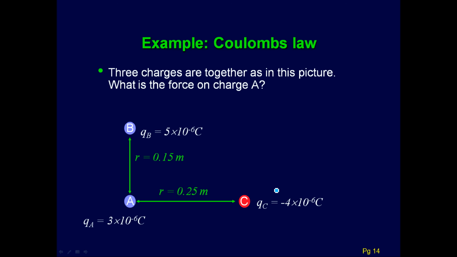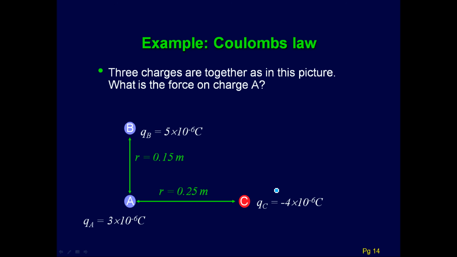And finally, we're going to do an example here of the kind of thing you might do with Coulomb's law. Here we have a setup where we're given three charges together, as in this picture. We're given the value of their charges and the distance of their separations, the r distance there.